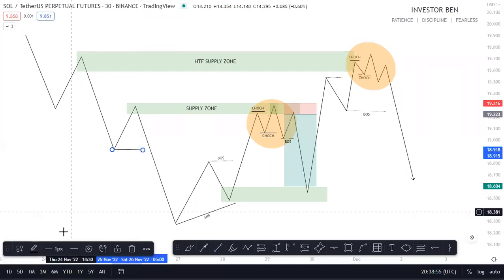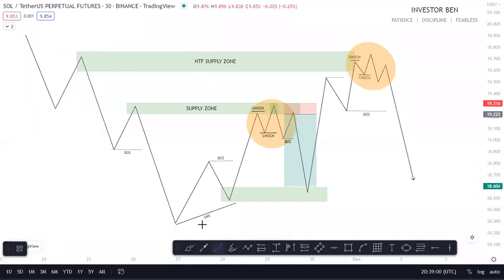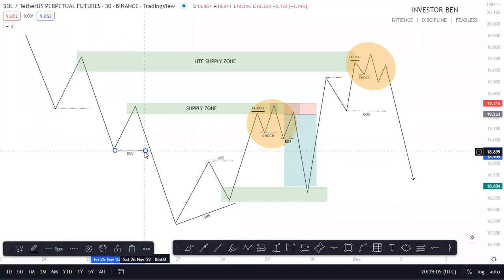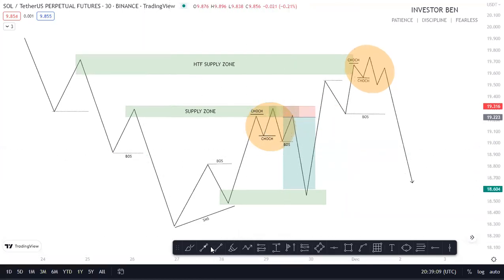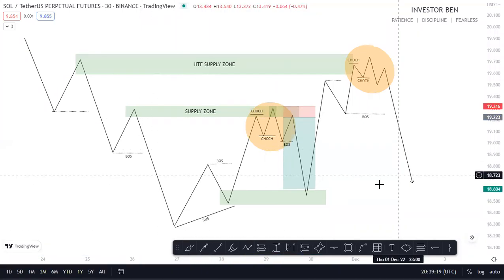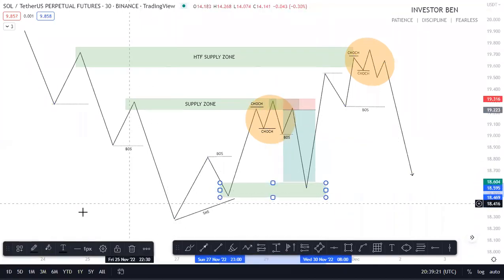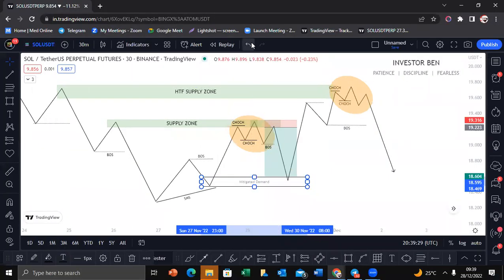Some levels you need to take note of. Your BOS at this point, BOS down. BOS to the downside. And know that this is an entire uptrend. What you're seeing here is an actual uptrend, so you have to take note of all of these things. This is a demand zone, a mitigated demand. Okay, now let me go back.